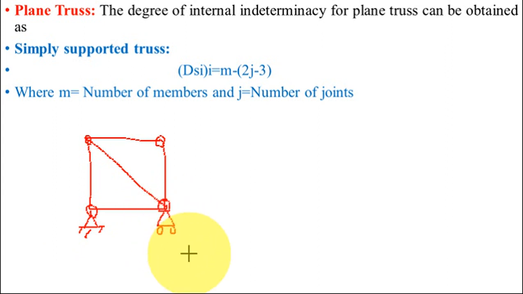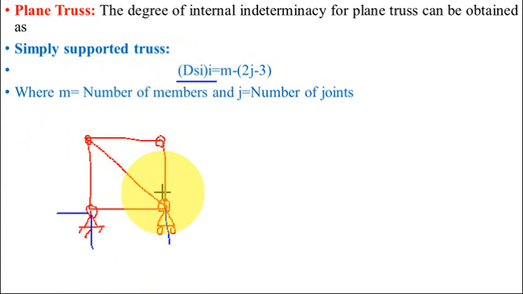Now if I ask you to calculate the degree of static indeterminacy, external, so for external indeterminacy what we are doing is calculating the number of unknown reactions, 3, and the degree of external indeterminacy is equal to R minus the number of equilibrium equations available with us. So here R is equal to 3, equilibrium equations 3, hence the structure is externally determinate. Now we are talking about the internal degree of indeterminacy.